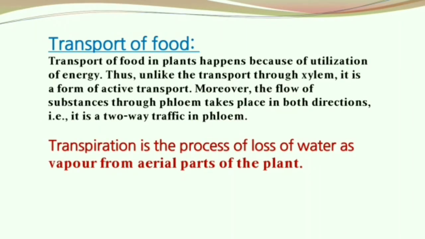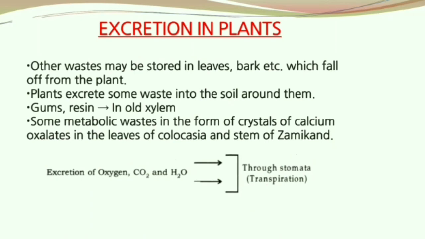Now coming to the transportation of food. Transportation of food mainly happens because of utilization of energy, and this transport of food is an active transport, and this is also a two-way traffic. This takes place in the phloem. Now what is transpiration? It is the process of loss of water as vapor from the aerial parts of the plant.